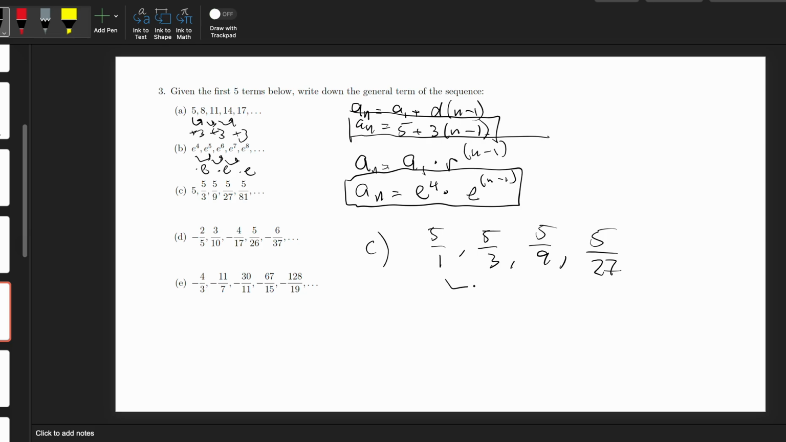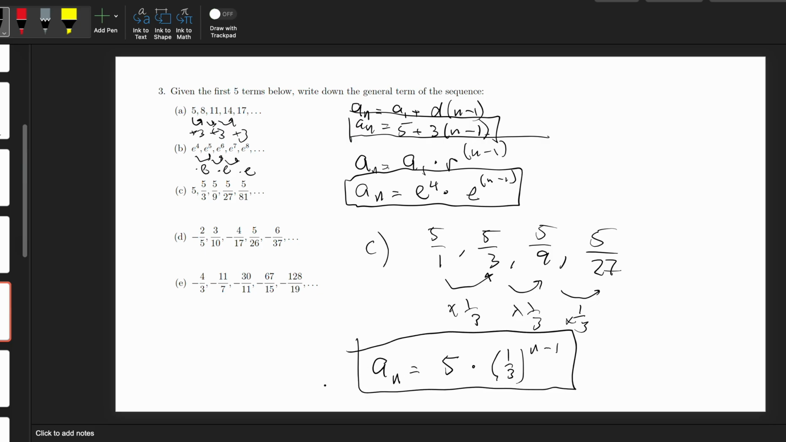It looks like I'm multiplying by 1/3. If you notice, you're multiplying by 1/3 for each term here. So this is a geometric sequence. A sub n will be 5 over 1, or just 5, times r, what's my r? 1/3 to the n minus 1. That's going to be the general term of the sequence. Okay, good. So let's keep going.